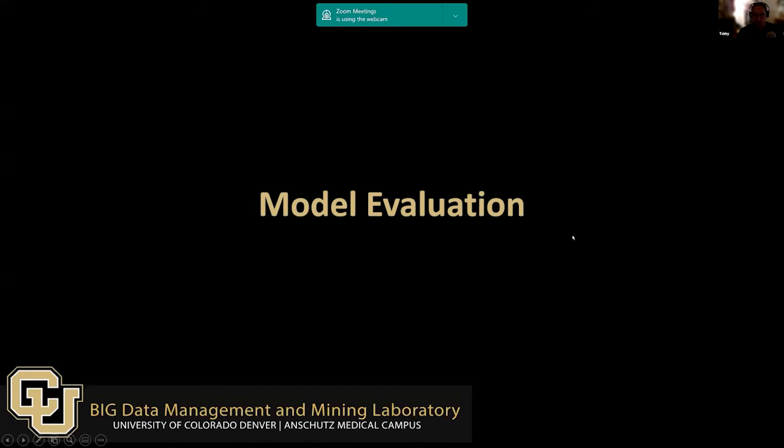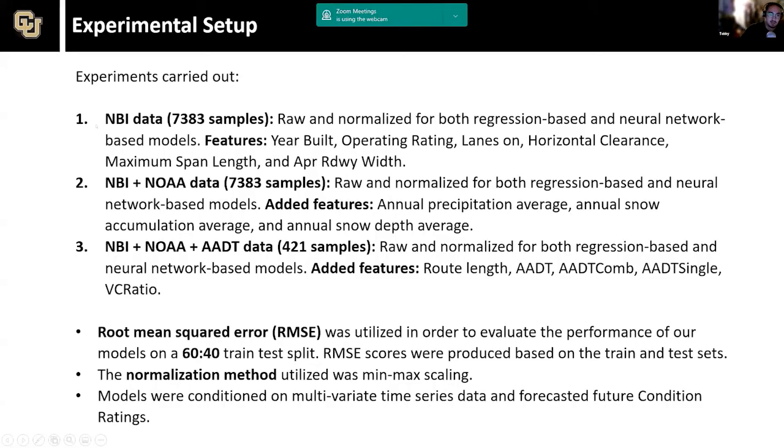And then let's talk about model evaluation. Essentially we have NBI data, NBI and NOAA data, and then that ADT data that I talked about. We had different splits of this data set, which of course come with different sizes of samples. And we experimented on different combinations of the input data that we were able to acquire. And then we actually use RMSE as our evaluation metric, which is root mean squared error, which we'll get to in a couple slides here.